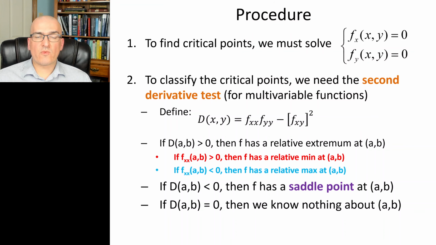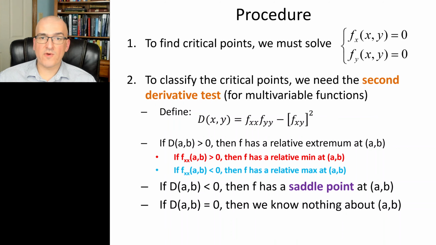But if it spits out the number in between, if it spits out a 0 as the output, then that means this test has failed. This diagnostic function cannot tell us what's happening at that critical point. For this course, we call it quits right there. We say, I have no information about that critical point. Nothing can be determined.